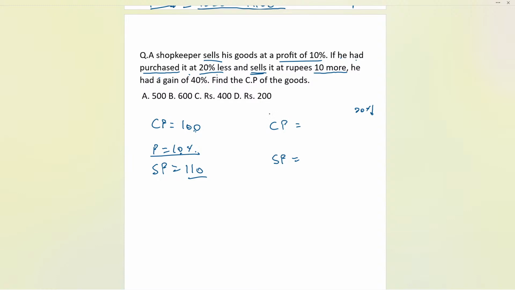Now, further, it is saying that he purchased it at 20% lesser. Earlier he purchased at 100. Now at 20% lesser. 20% of 100 will be what?